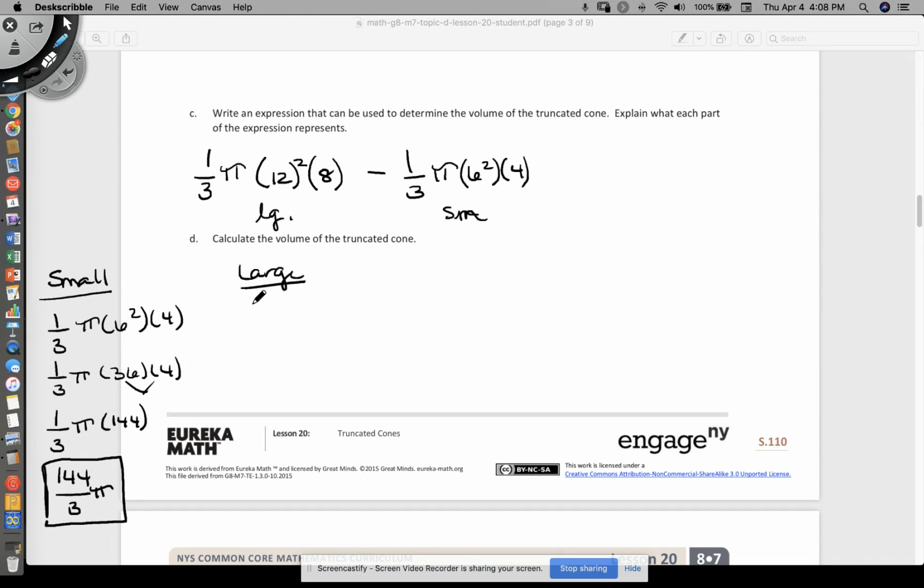Now I'm going to do the large. The large, again, is 1/3 pi times 12 squared times 8. So I'm going to say 1/3 pi times 144 times 8. 144 times 8 gives me 1,152. So we're going to say 1/3 pi times 1,152. Those don't divide, so it's just going to be as is.